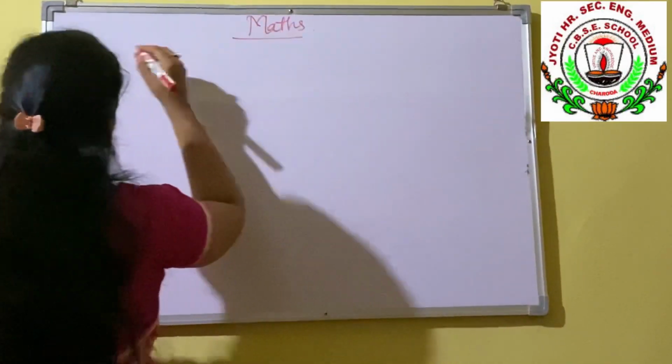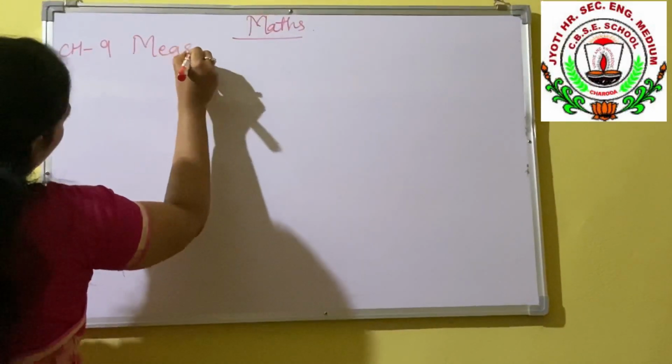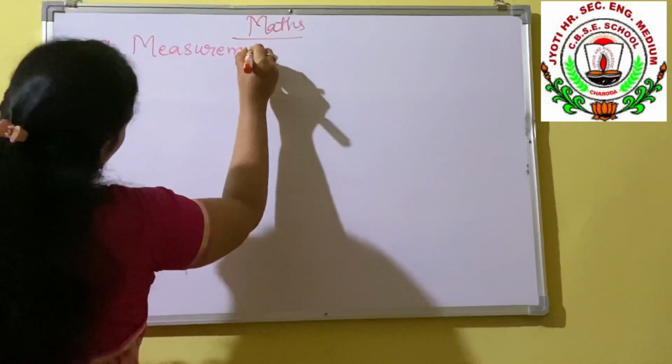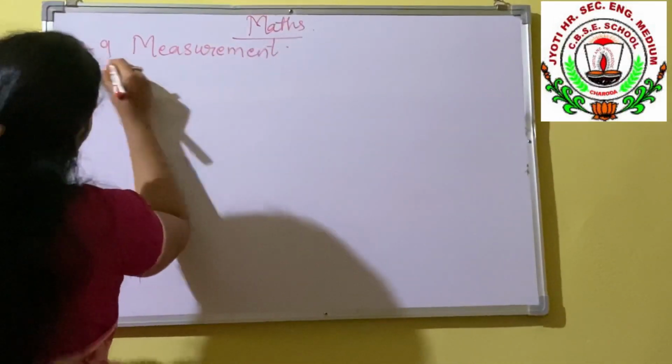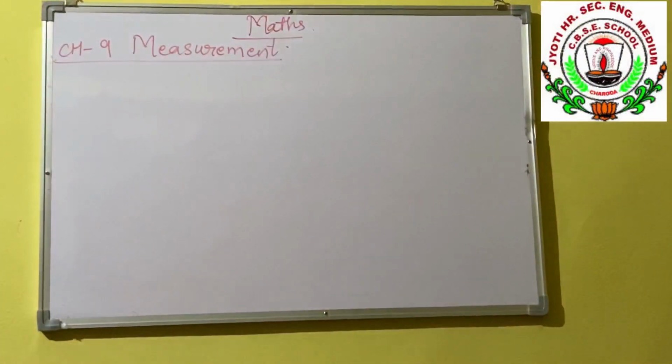We are in chapter number 9, Measurement. We are doing a revision once again of this chapter. We already completed this chapter in early classes. In previous classes we studied about longer object and shorter object. Now we will learn about big and small.